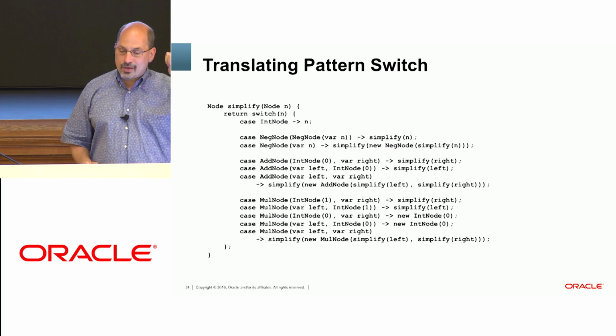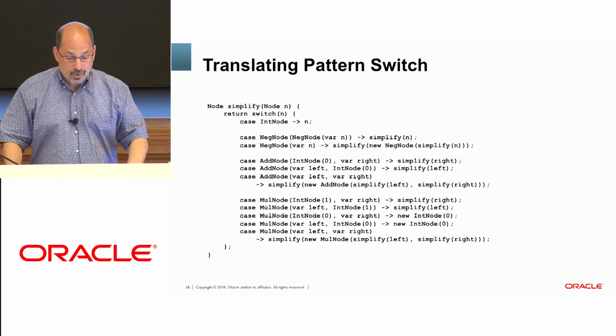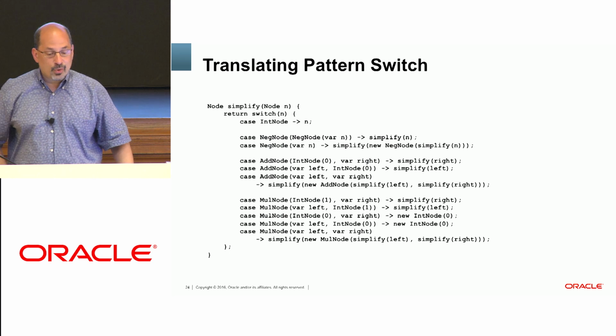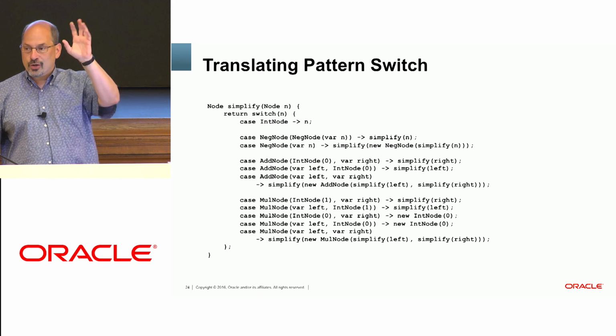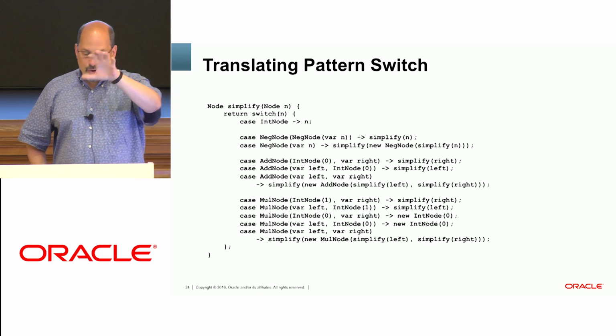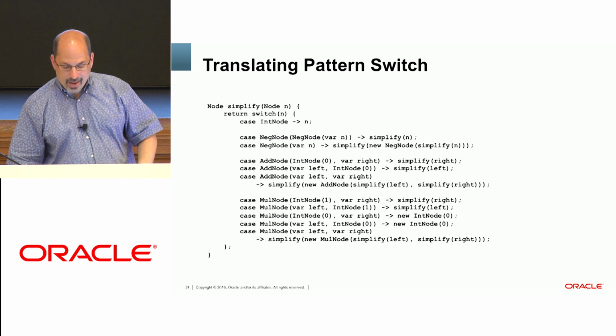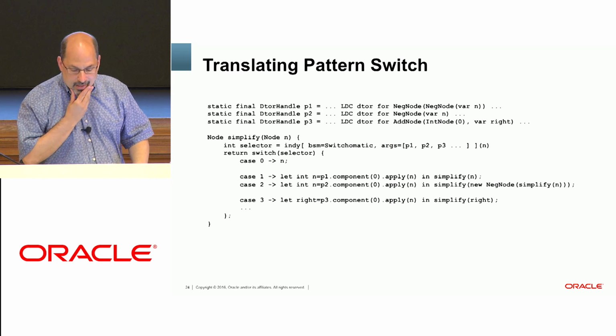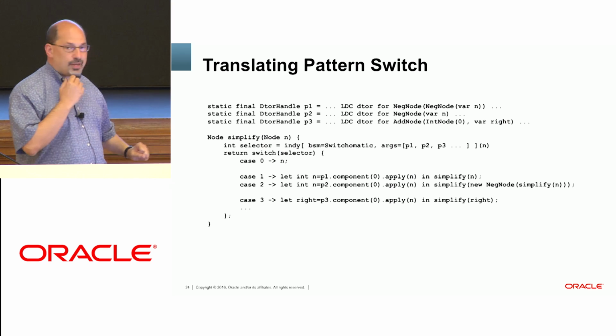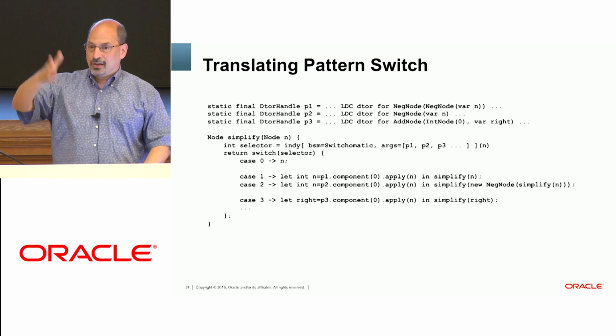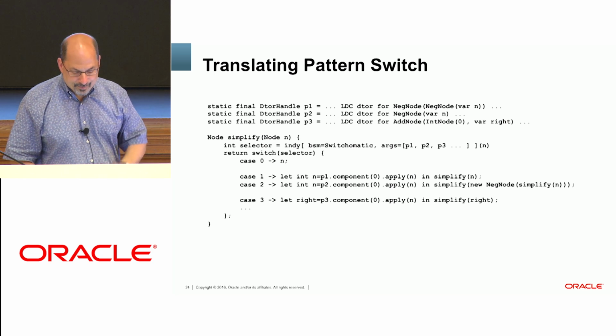This is the same source code I showed you at the beginning, where I'm doing a bunch of matches on: are you an int node, are you an add node, are you a negation node? And so, the way I might translate that in the scheme that I just described is, okay, for each of those case labels, I LDC up one of my destructor handles.